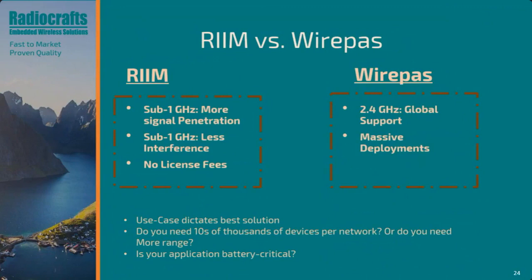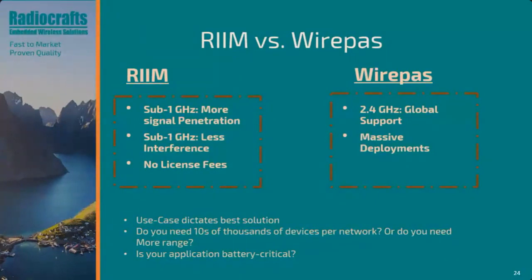Okay, if we try to make it a bit closer and say, let's compare RIIM to another mesh. All right, so we choose WirePass, for example. It's a 2.4 gigahertz mesh. So of course it has the advantage of global support. But of course, since RIIM is sub 1 gigahertz, it has more signal penetration and less interference. But maybe WirePass is more suitable for massive deployments, while RIIM is not. So again, here you have to ask, what does your use case dictate?